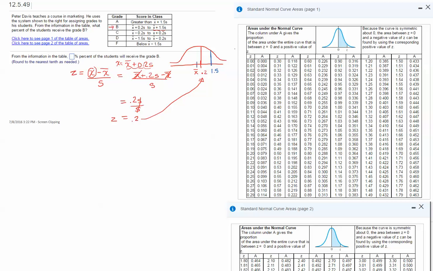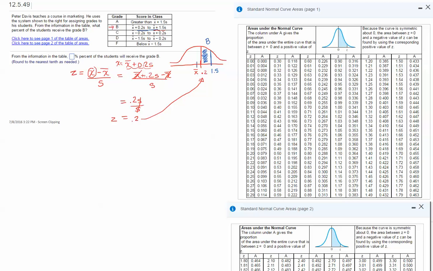So shading is important next. Which direction under the curve do you want to shade? Well, we want to shade in the middle of these two scores, because any student who lies in this region is going to get this grade percentage. They're going to get a B.